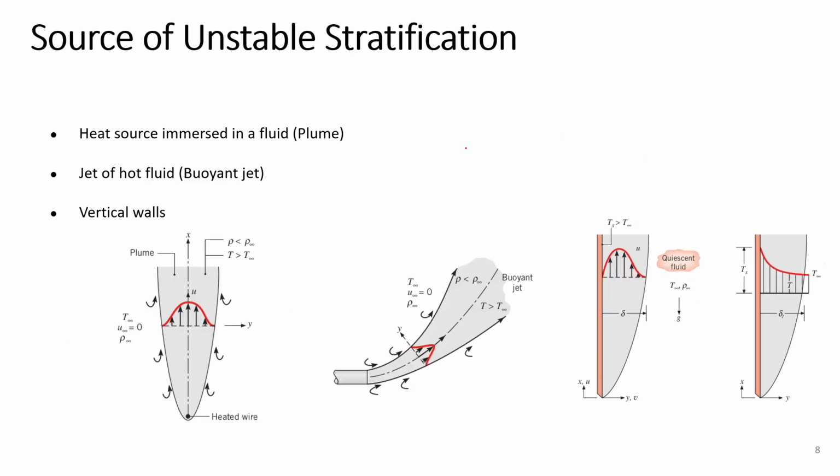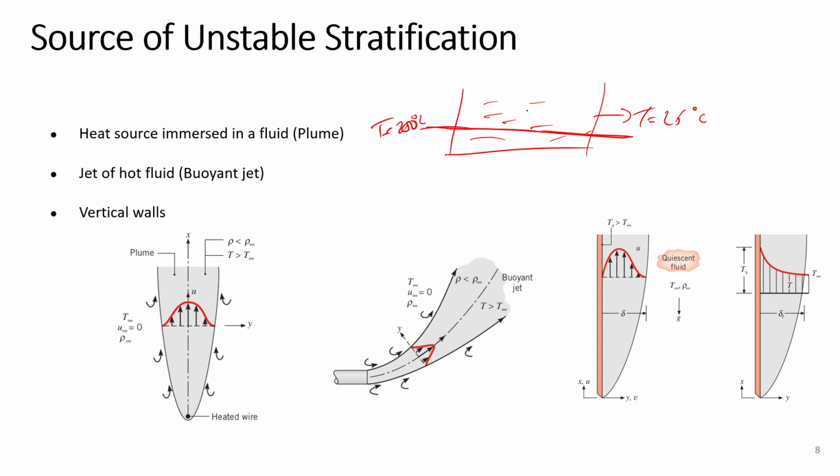So there are different sources of this unstable stratification. That is, in what scenarios can we see this motion of the fluid, or free convection? The first one is a heat source immersed in a fluid. For example, we have a fluid at some fixed temperature of 25 degrees Celsius, and then I have a heated wire going through it at a temperature of 200 degrees Celsius. So this is basically a heat source that is immersed in a fluid.